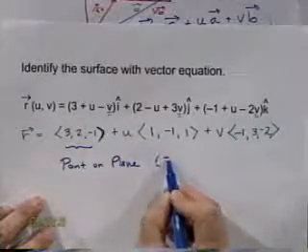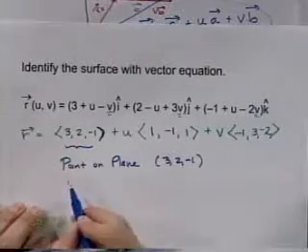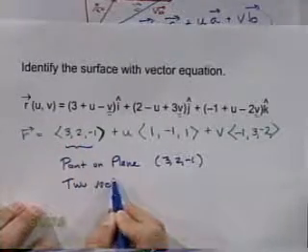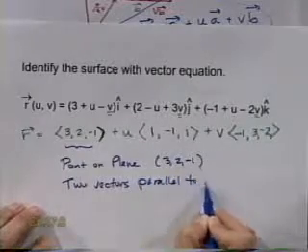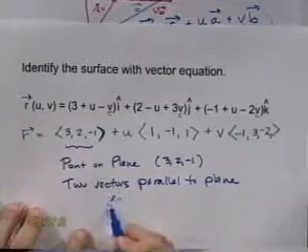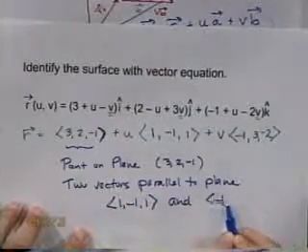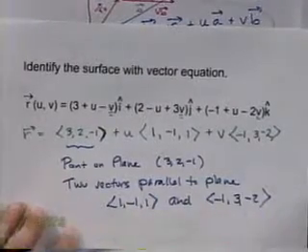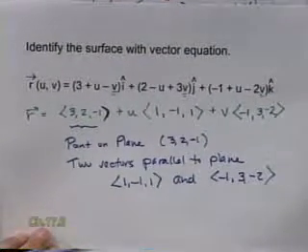We have a point on the plane that's 3, 2, negative 1. That's my starting point. And then two vectors parallel to the plane are 1, negative 1, 1, and negative 1, 3, negative 2. So this is the parametric representation of a plane.